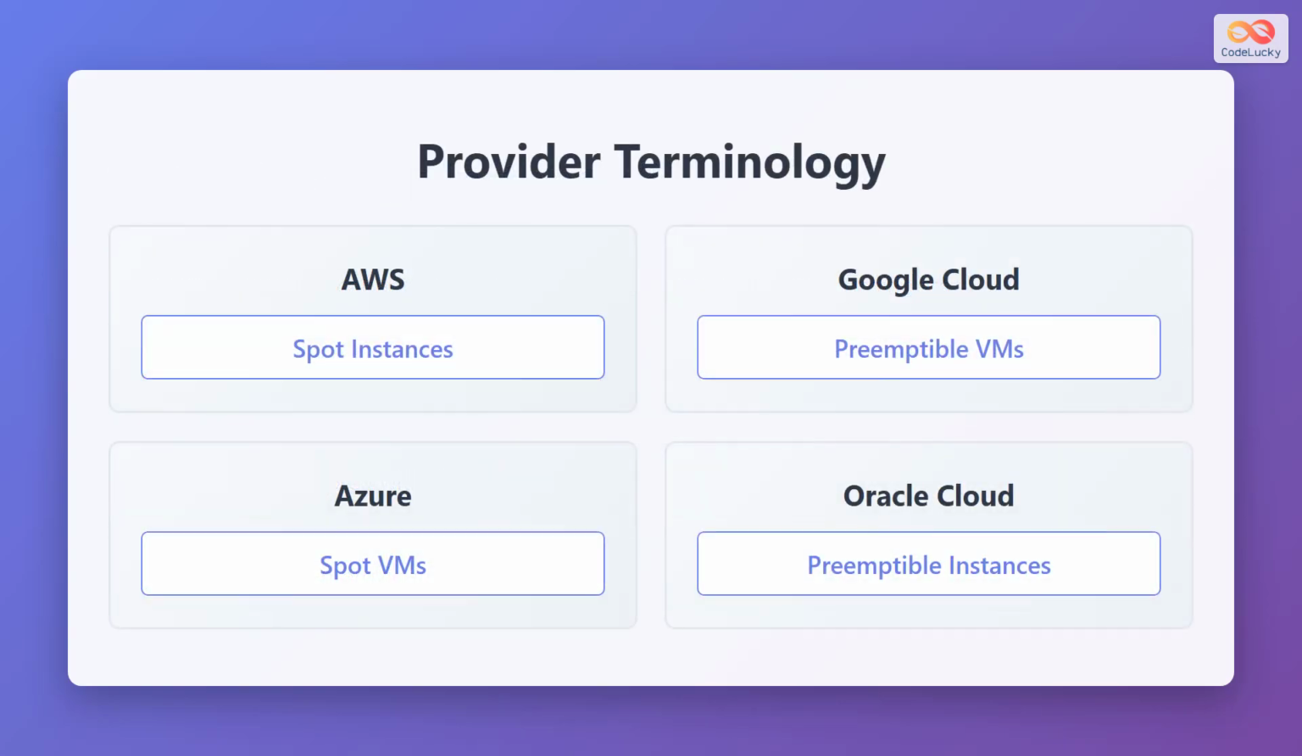Different cloud providers use different names for the same concept. Amazon Web Services calls them spot instances. Google Cloud refers to them as preemptible virtual machines. Microsoft Azure uses the term spot virtual machines. Oracle Cloud also calls them preemptible instances. While the names differ, the fundamental concept remains the same across all platforms: discounted access to spare computing capacity that can be reclaimed when needed.